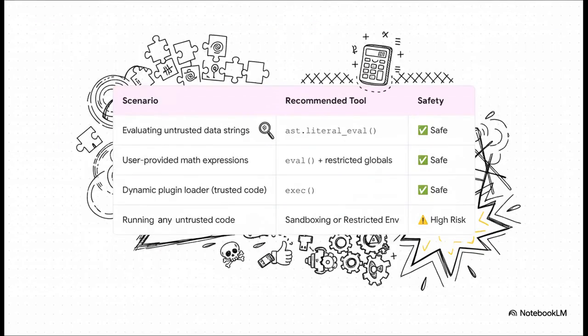Okay, this slide is your final cheat sheet. Let's make it crystal clear. Reading data from some untrusted string? Use ast.literal_eval. It's safe. Building a math calculator for users? Okay, you can use eval, but only inside a really restrictive sandbox. Loading plugin code that you wrote and you trust? Exec is the right tool for that job. For pretty much anything else involving code you don't trust, you're in the high-risk zone and you need to be extremely careful.